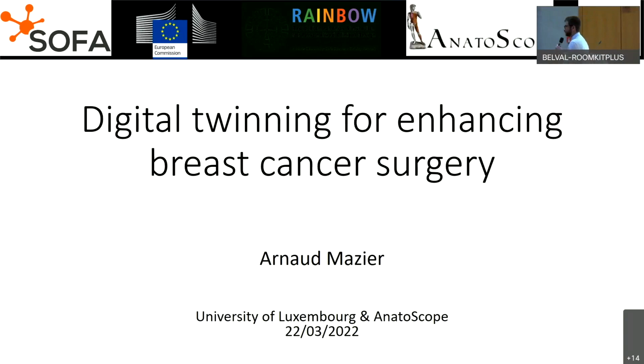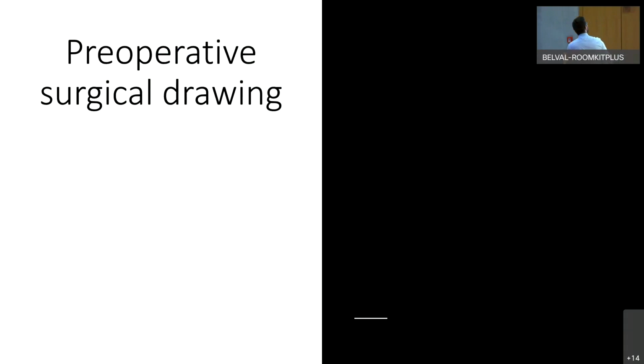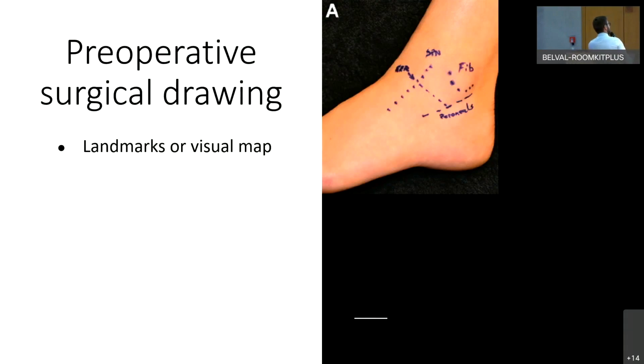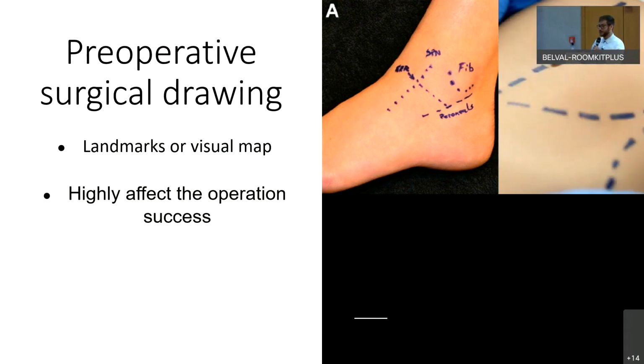But first, did you wonder how a surgeon plans a surgery, actually? Like an architect, they use drawing. They draw on the skin of the patient, so they can make some landmarks or a visual map that, on the day of the surgery, will be used to guide the surgeon's tool. This will highly affect the operation success as well as the visual outcome.